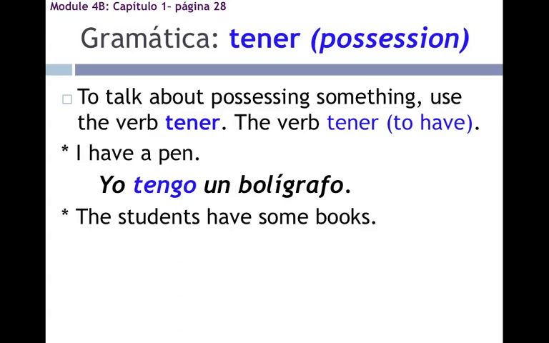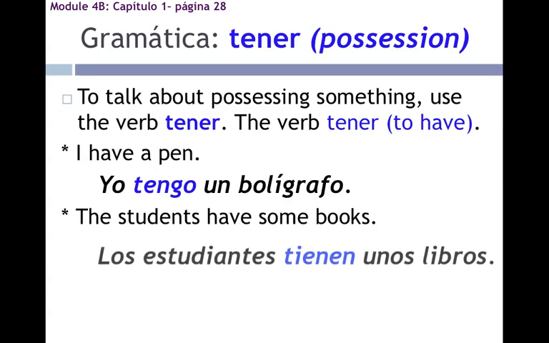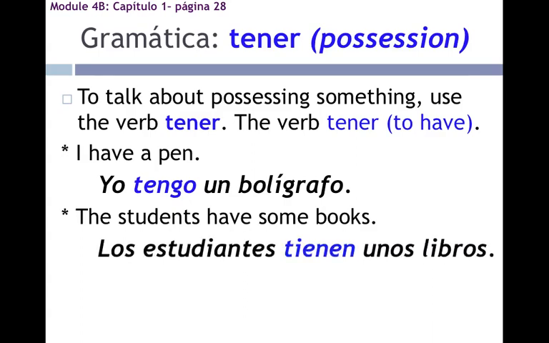Now think about it. Come up with the word for the students and then think, what would I replace the students with? Which subject pronoun? Would I replace the students with I, you, he, she, we, they? They. Okay, so that's going to give you the correct form of the verb tener to use. The students have some books. Los estudiantes tienen unos libros.